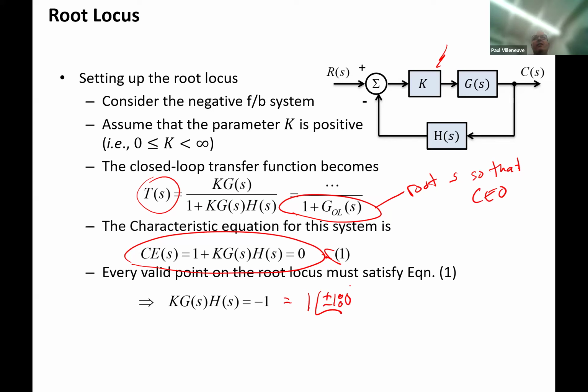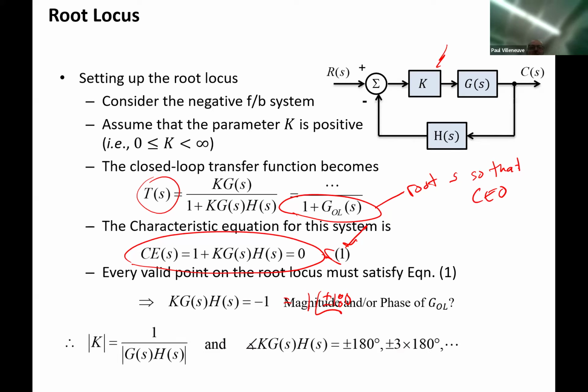Isn't -1 equal to 1 at an angle of plus or minus 180? Yes? Like I said, it's kind of obvious, but it's there. All you need to do is make sure that the magnitude is 1 and the angle is right for this equation to be valid. That's where we came up with it, and that's why we spent time validating.